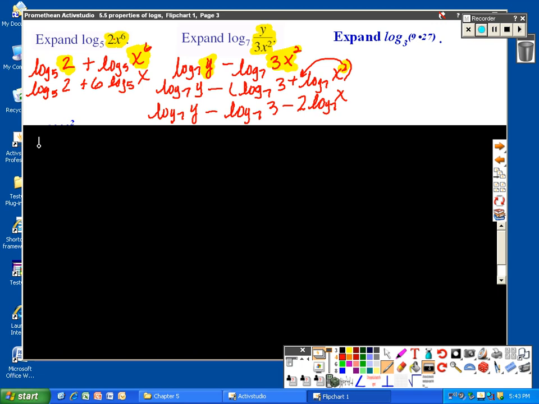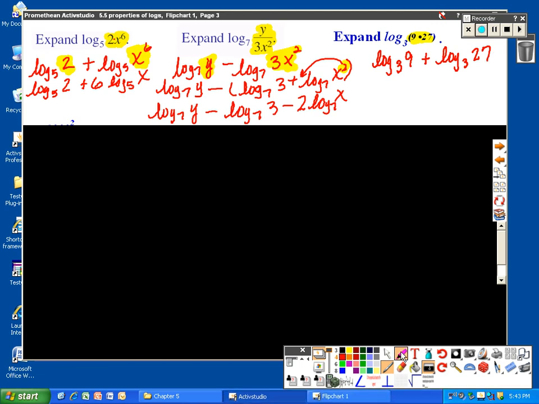Okay, let's try this one. Expand log base 3 of 9 times 27. Well, what that means, I hear times back here in my value, so that means I'm going to add my logs. So it is log base 3 of 9 plus log base 3 of 27.